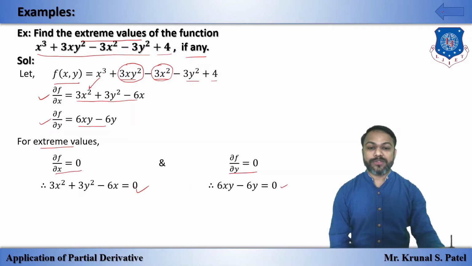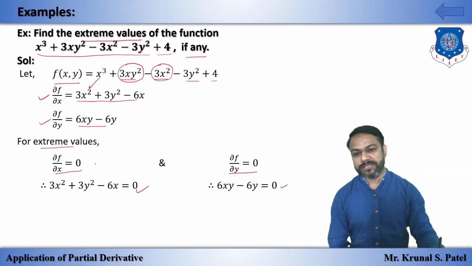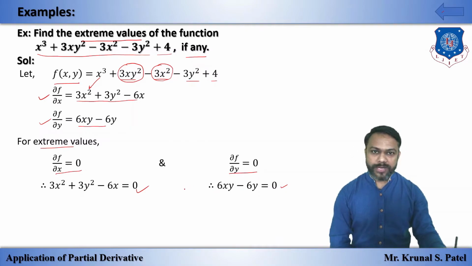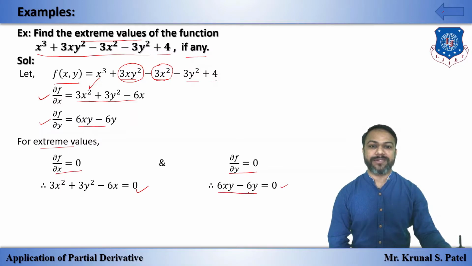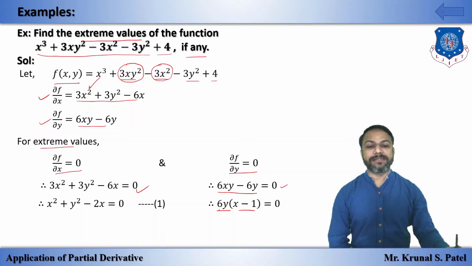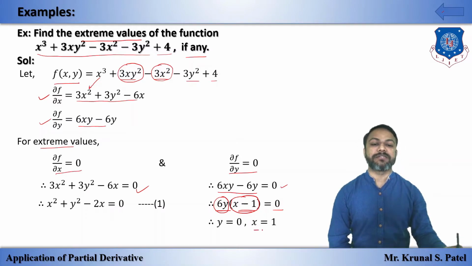Okay. Now solve these two equations simultaneously. That means you can put the value of this into this, or this into this, or use the elimination method. Whatever is applicable, you can apply. There is no fixed method that you have to use. So in this example, if I take 6y common from this equation, we have x minus 1. And we can say that this into this is equal to 0. That means either this is equal to 0 or this is equal to 0. So we have y is equal to 0 or x minus 1 is equal to 0. That means x is equal to 1.